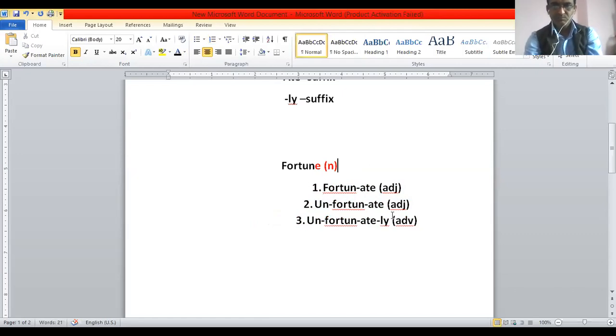See, fortune turns into an adjective, fortunate. Unfortunate is also an adjective because ate is an adjective-making suffix. Un is negative. Okay, it gives the meaning negative. Fortunate, unfortunate, or we can say it's an opposite word. And then from the adjective we can derive the adverb. By adding the suffix ly we can derive the word that is an adverb.